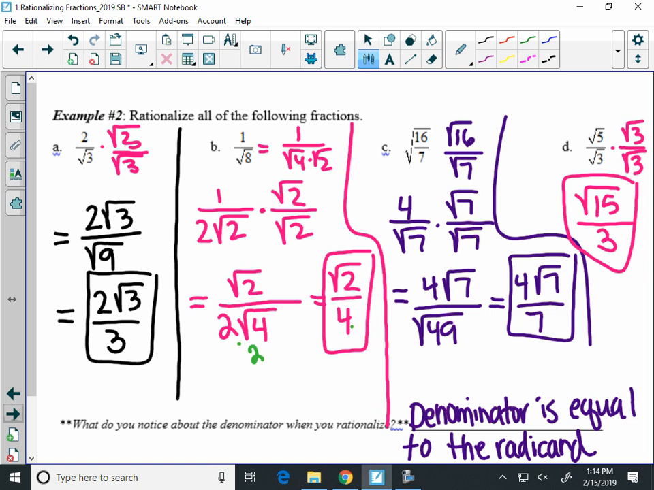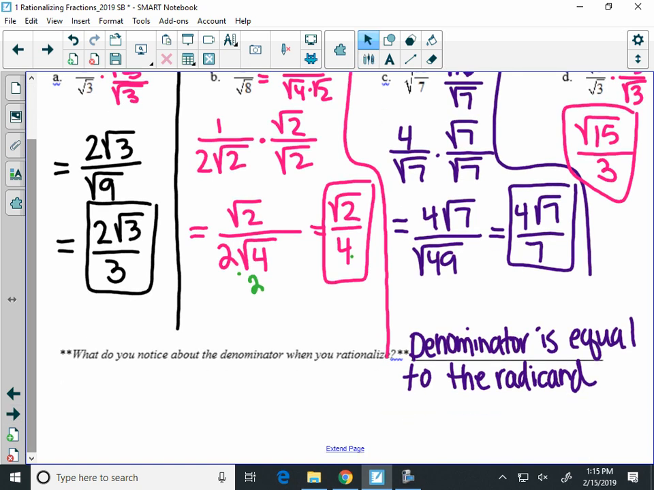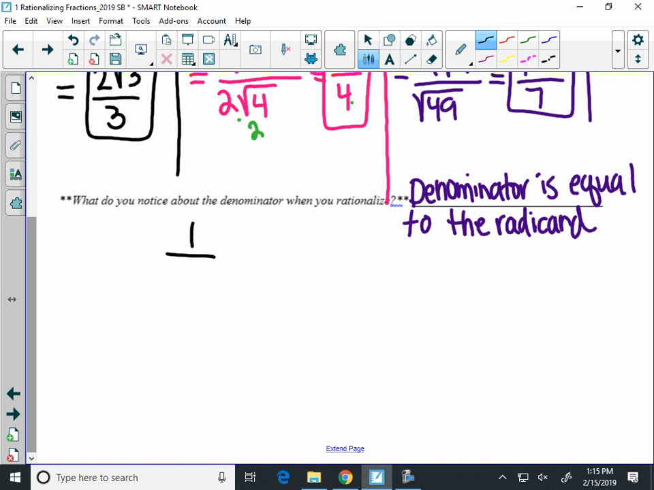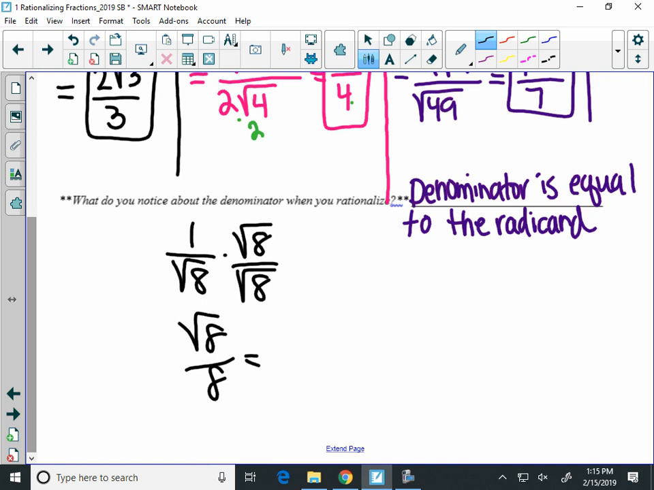It's not 8. So how do you know when you're... Okay, good question. Let's talk about that. If I start with 1 over radical 8, and I did not simplify from the beginning, and I just did that, I would get radical 8 over 8. But I still have to break down this radical 8, right? Because I have to simplify my square roots.